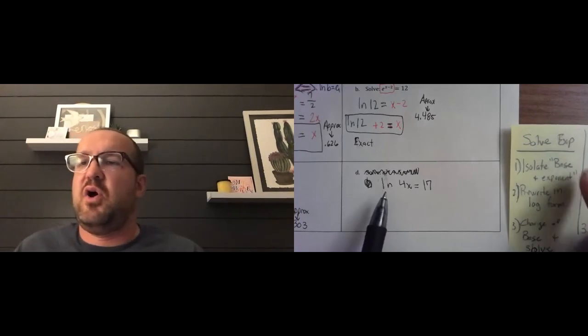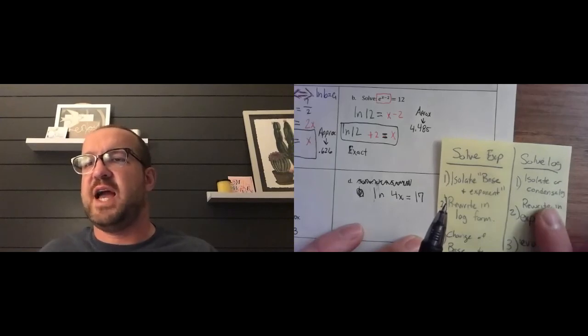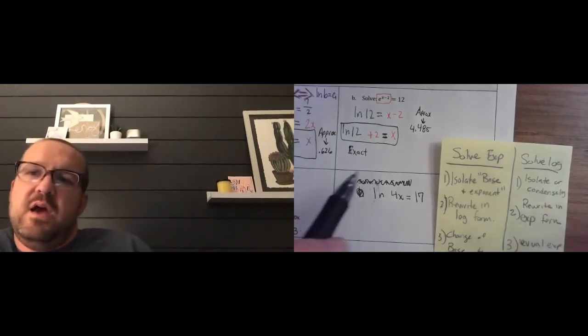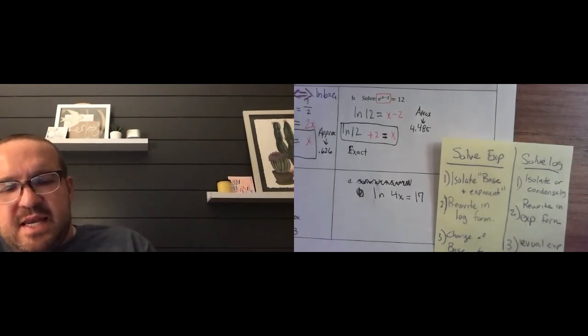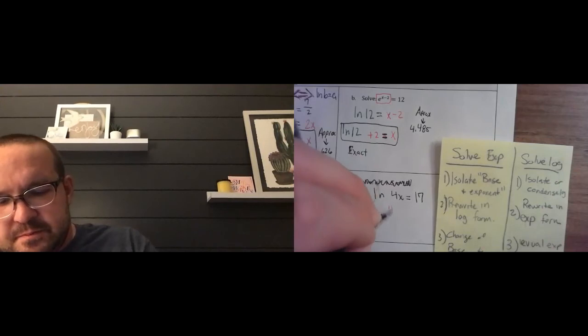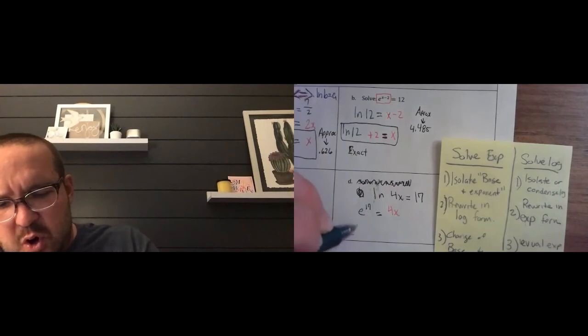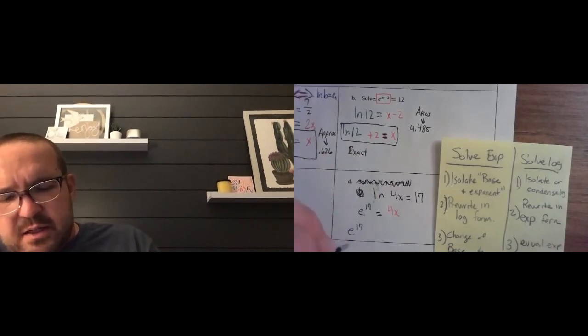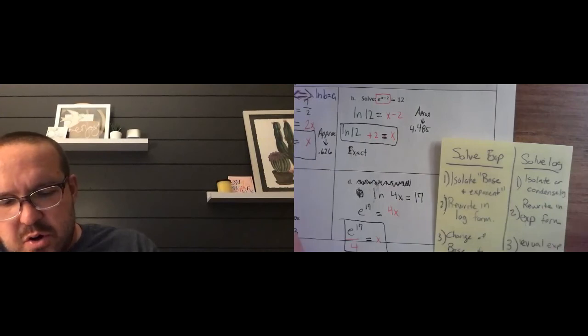So it looks like the log is already isolated or condensed, right? Nothing on the outside of that. So I'm going to say that it's going to be e to the 17th power equals 4x. Now I can do this here. So it looks like e raised to the 17th, divided by 4, and we know that it just equals x. That would be my exact answer right here.